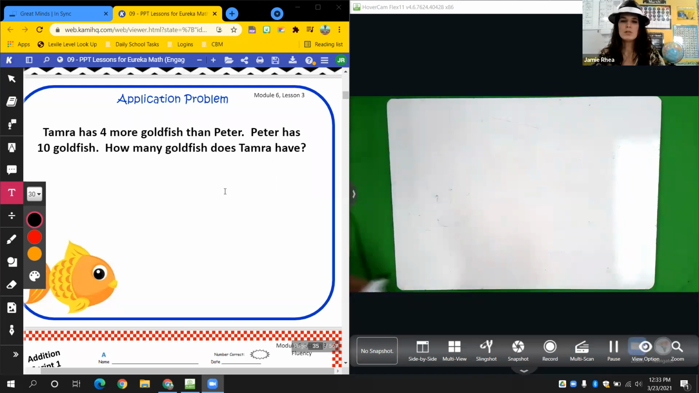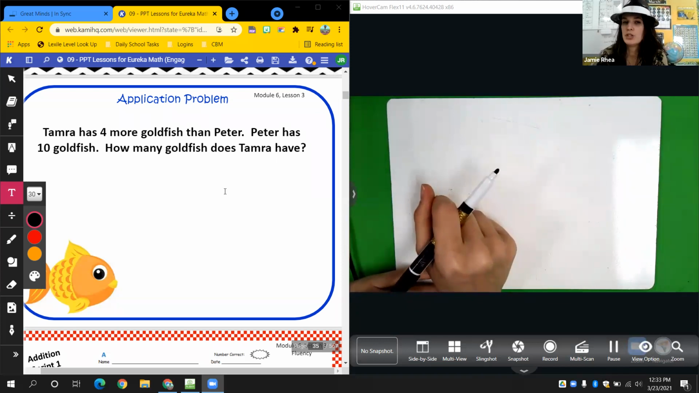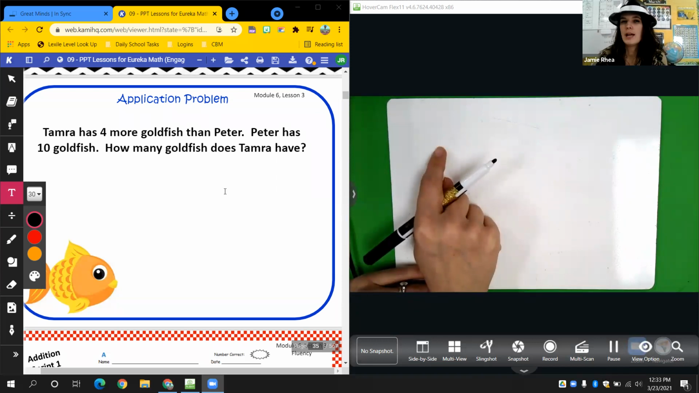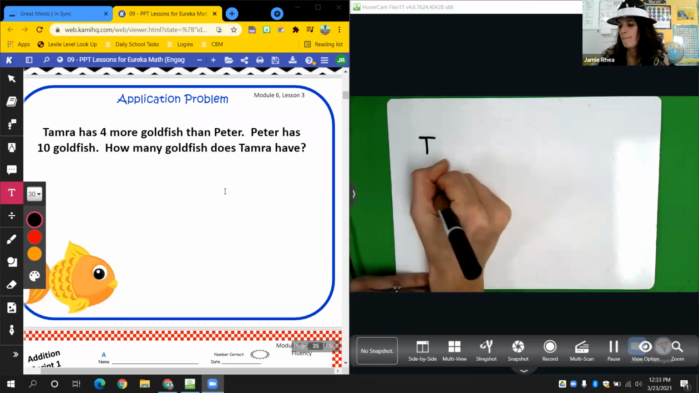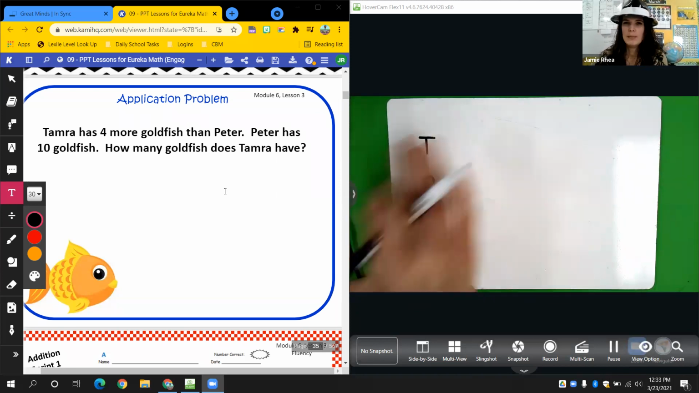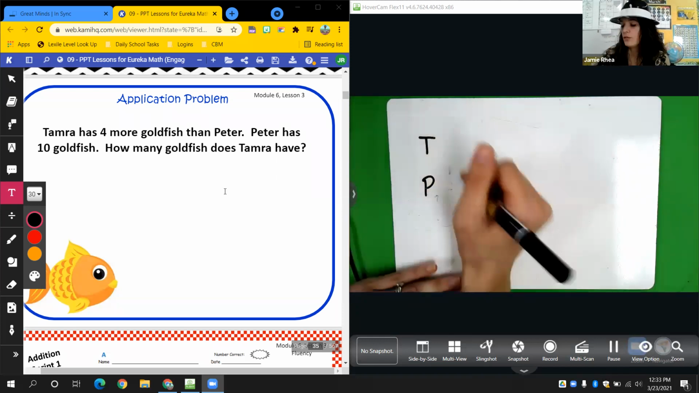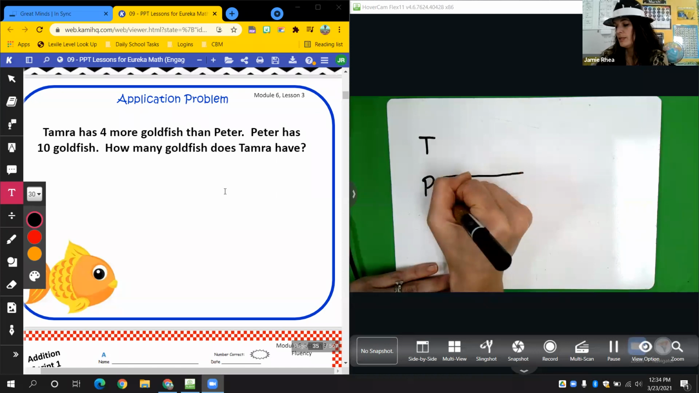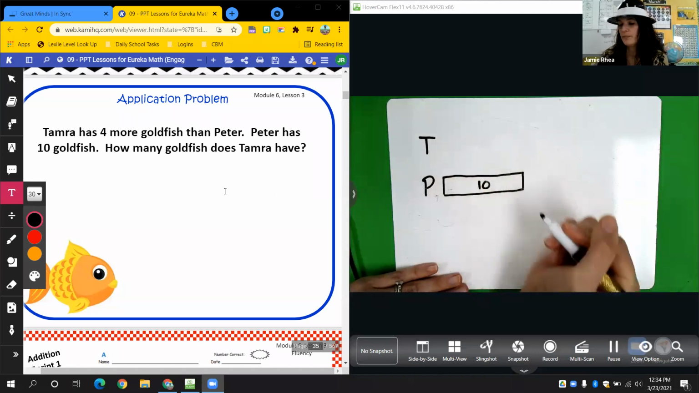Okay, so let's look at this. Tamara has 4 more goldfish than Peter. So I'm not going to draw that out yet, but I'm going to put a T for Tamara and a P for Peter because I know that I'm going to be drawing for both of them. I know that Peter has 10 goldfish, so I'm going to go ahead and draw my tape diagram to show 10, and I'm going to put 10 here.